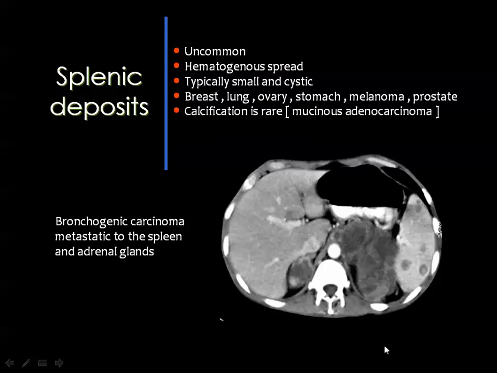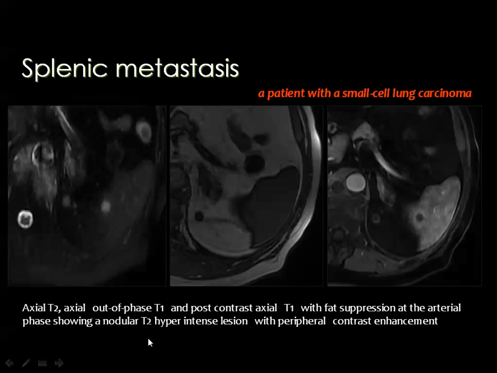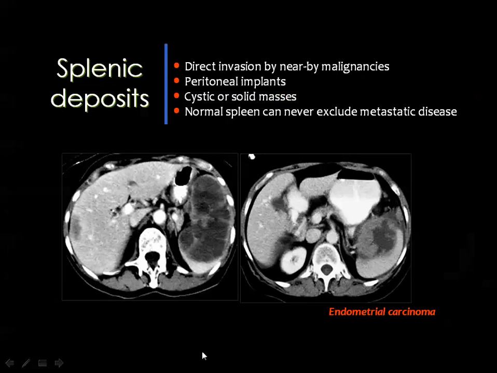And this is a case of bronchogenic carcinoma with multiple splenic deposits as well as huge bilateral adrenal deposits. You know that the adrenal gland is one of the common sites for metastasis of the bronchogenic carcinoma. And this is the splenic metastasis in a patient with a small cell lung cancer, and you see the focal lesion, and after contrast injection, considering the patient is known to have a primary malignancy, you suspect that this may represent a splenic deposit.